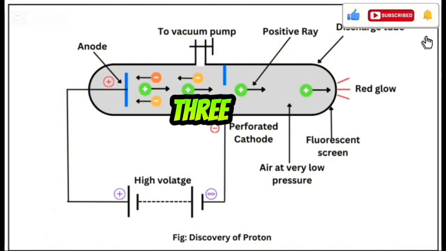Part 3. What happened inside the tube? When high voltage was applied across the electrodes, the gas inside the tube became ionized. Ionization means atoms lost electrons. As a result, electrons moved toward the anode. Positively charged ions moved toward the cathode.